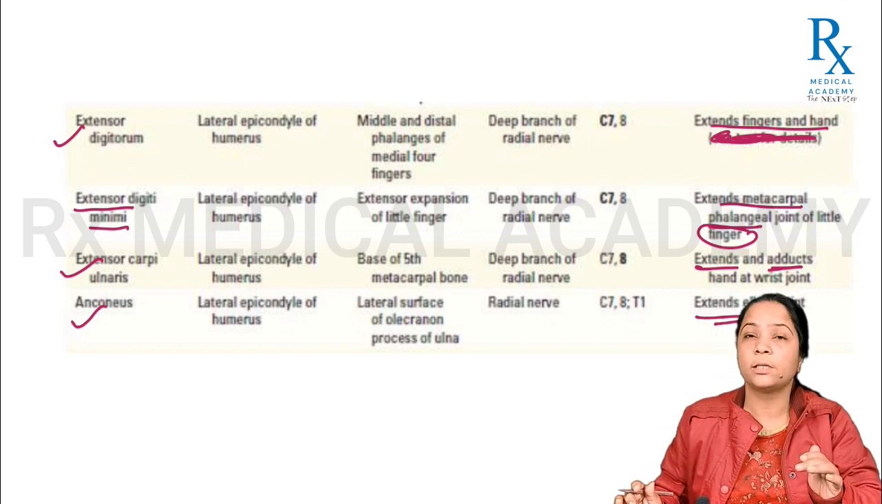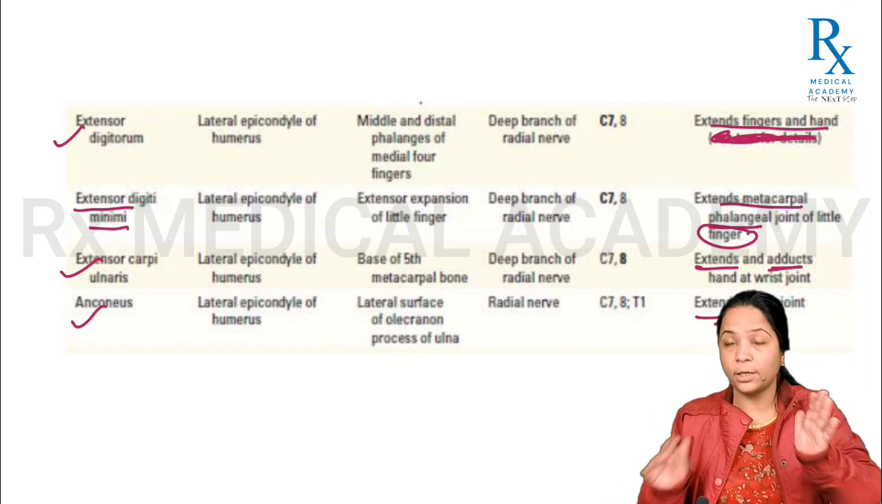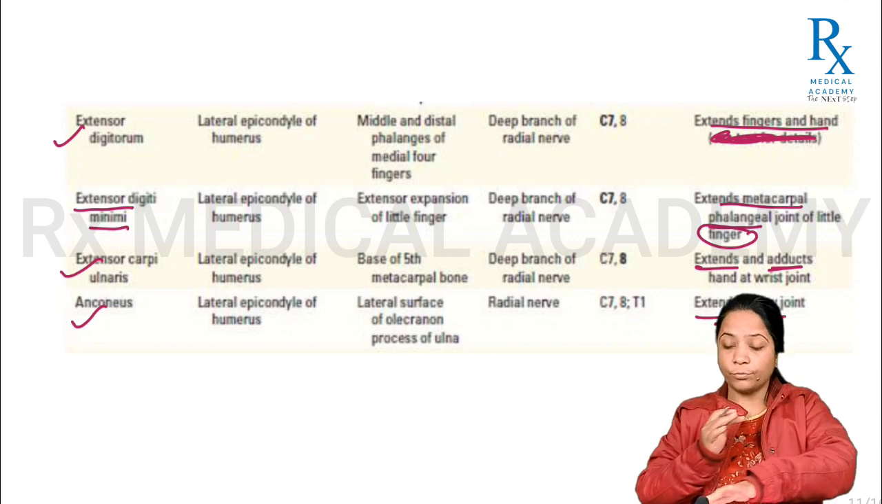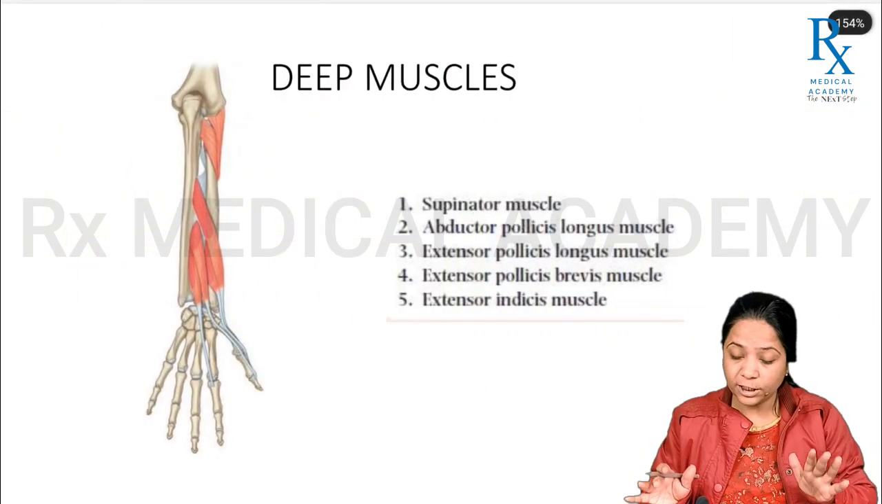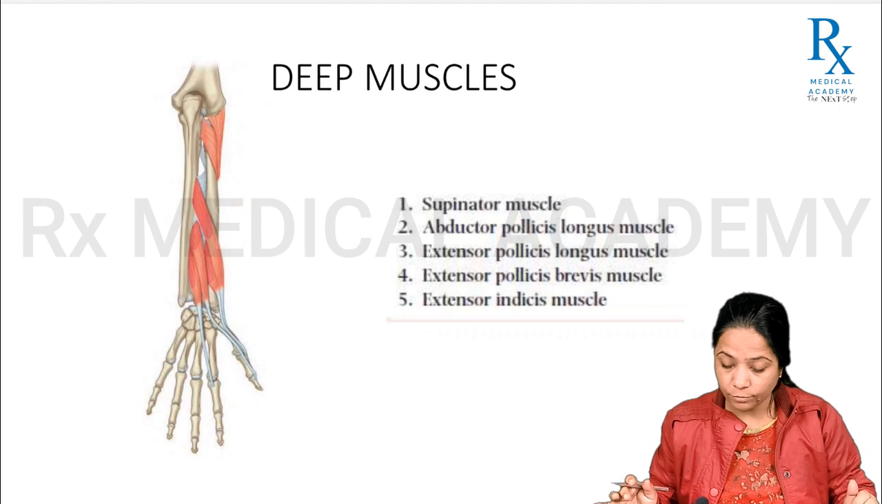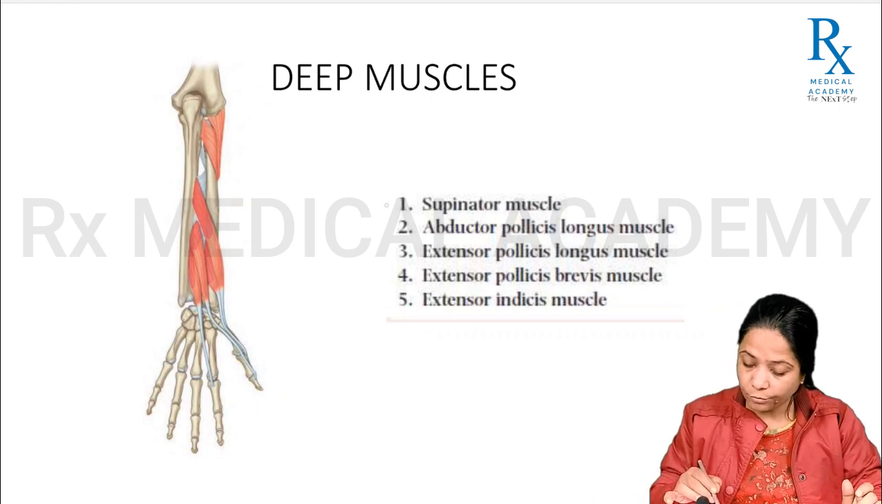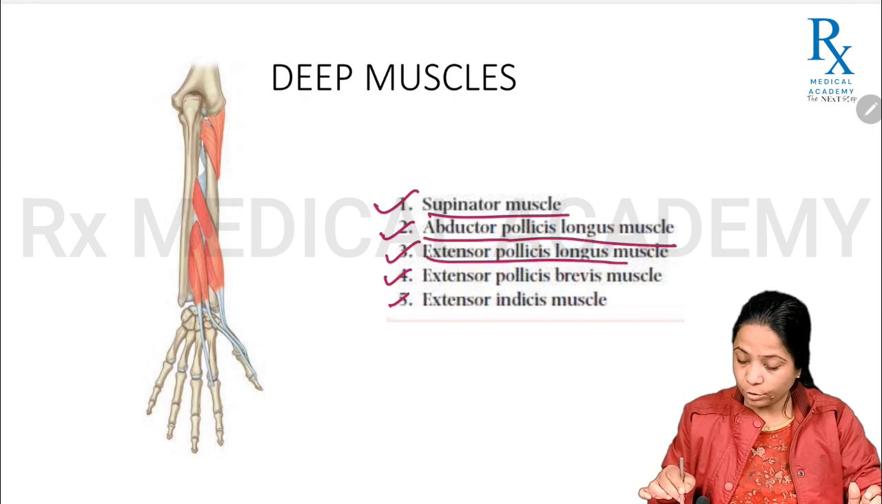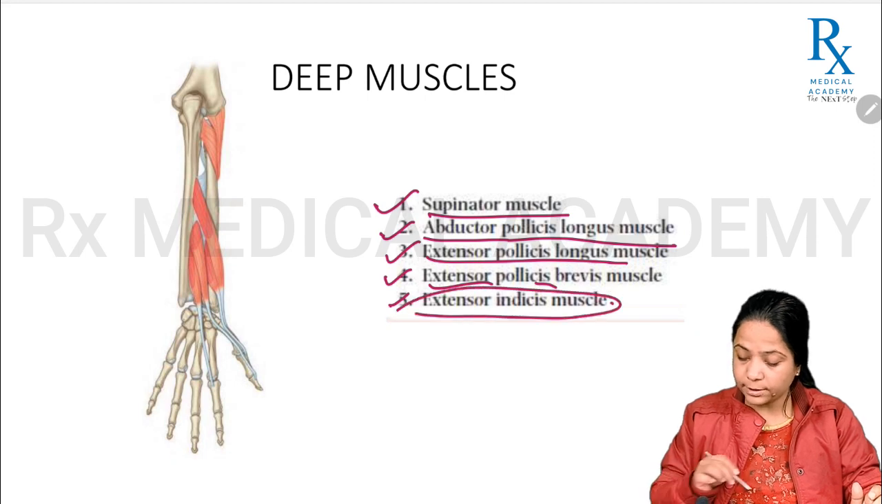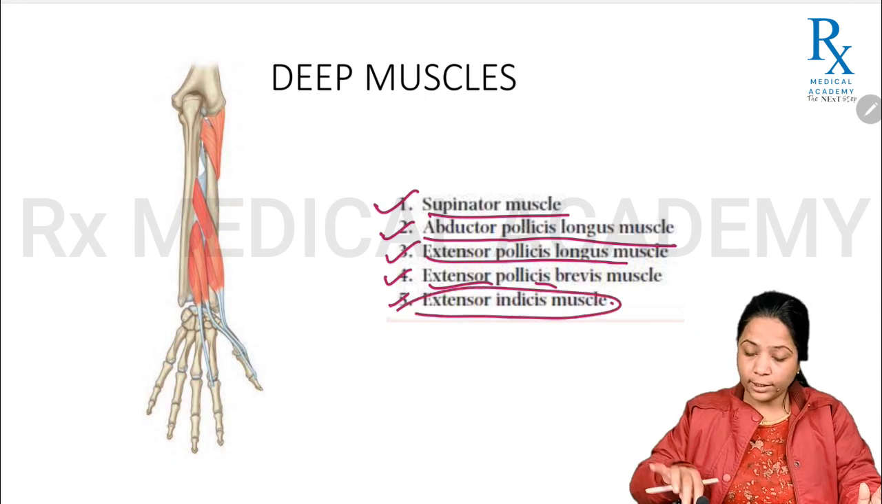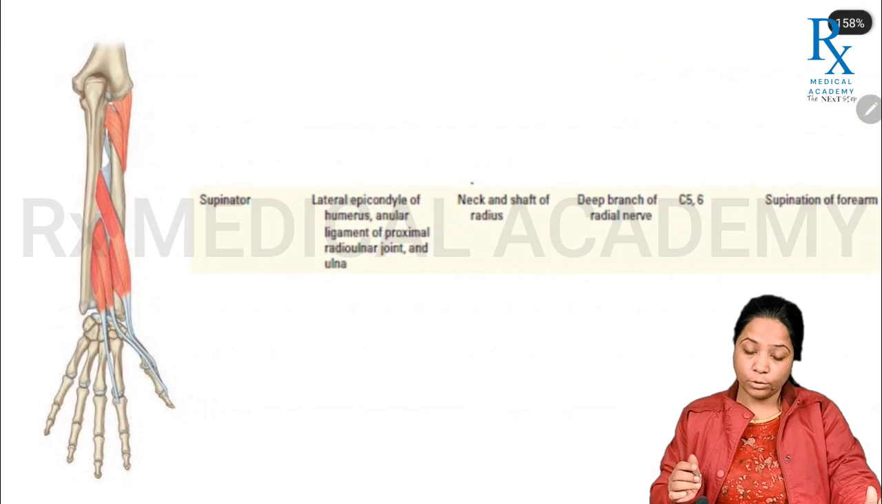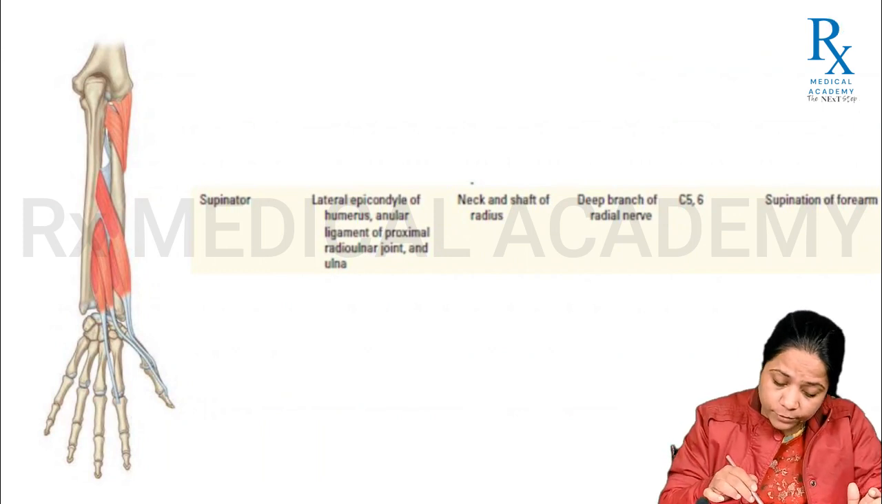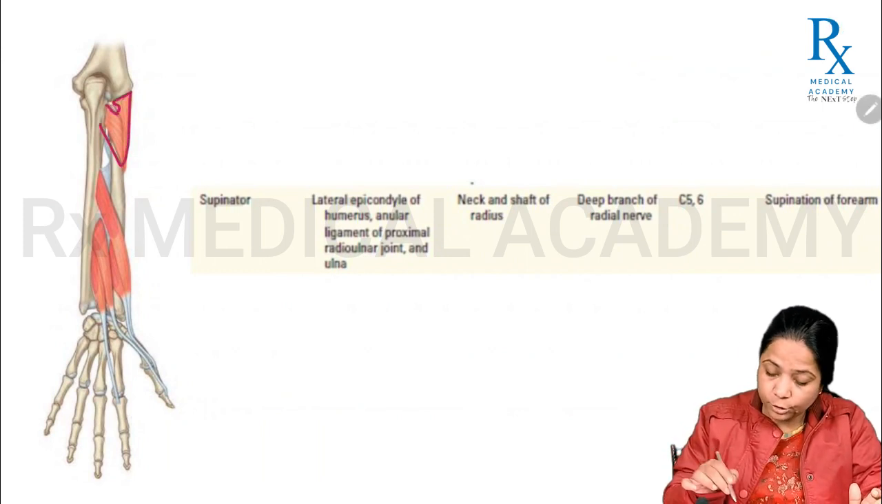posterior group of muscles which are situated superficially in the posterior compartment of the forearm. Now coming to the deep muscles of the posterior compartment of forearm, it is comprised of 5 muscles, and we can name them: supinator, then abductor pollicis longus, extensor pollicis longus, extensor pollicis brevis, and the 5th muscle is extensor indicis. So let's see from where they are going to arise. The first muscle which you can see here is the supinator.